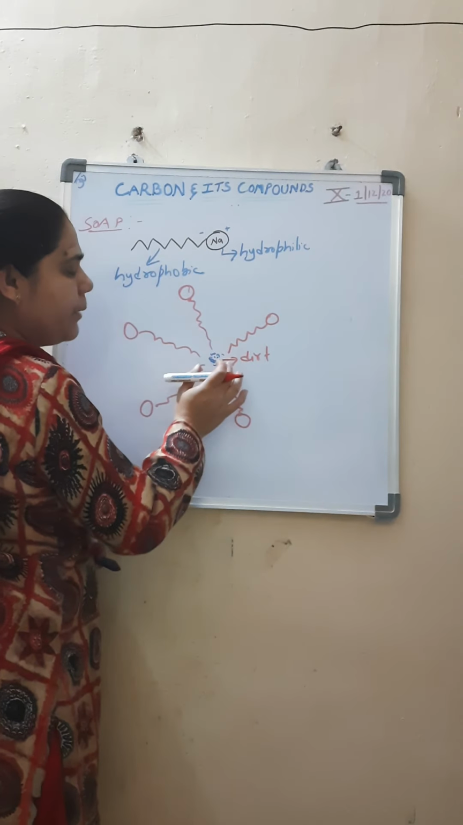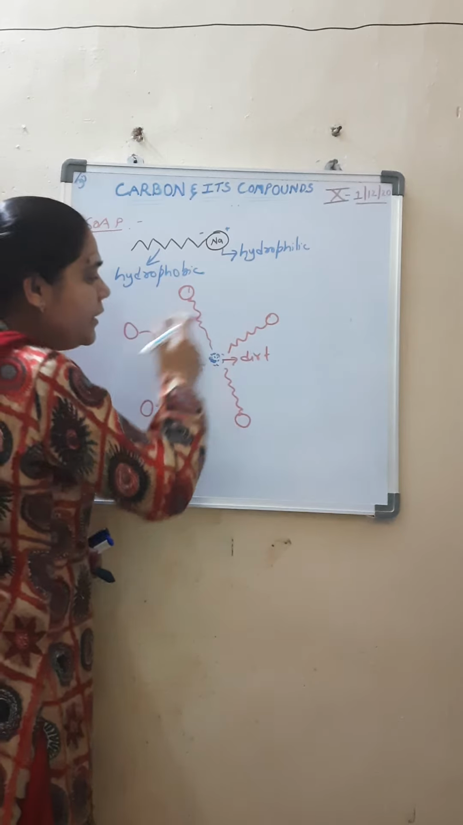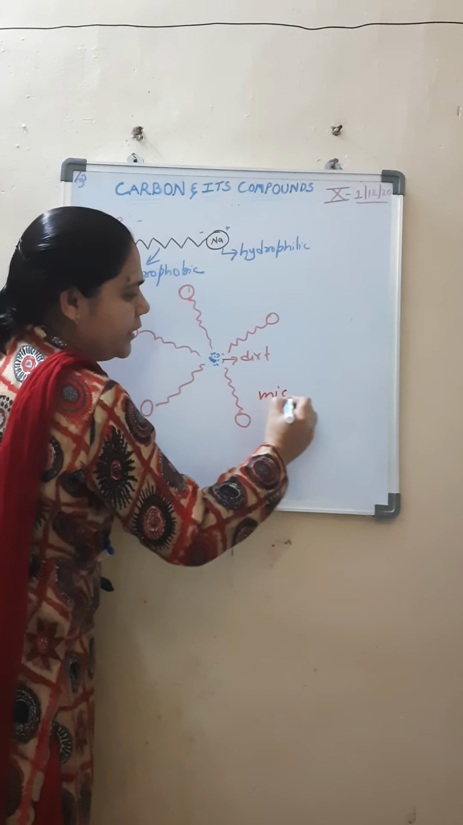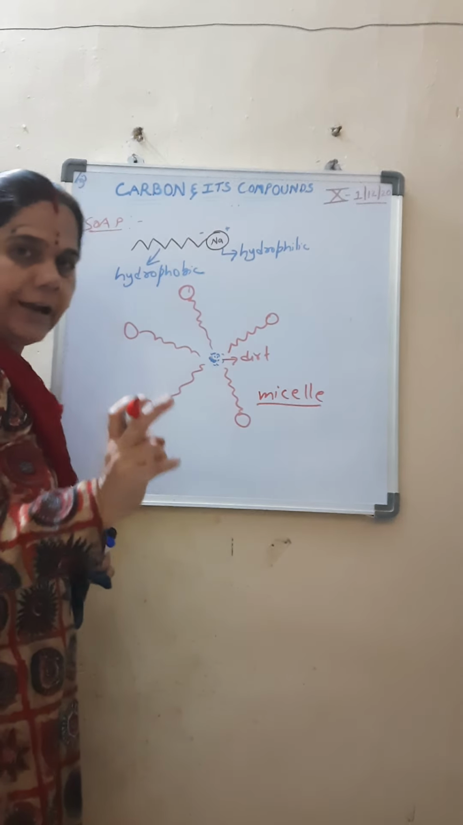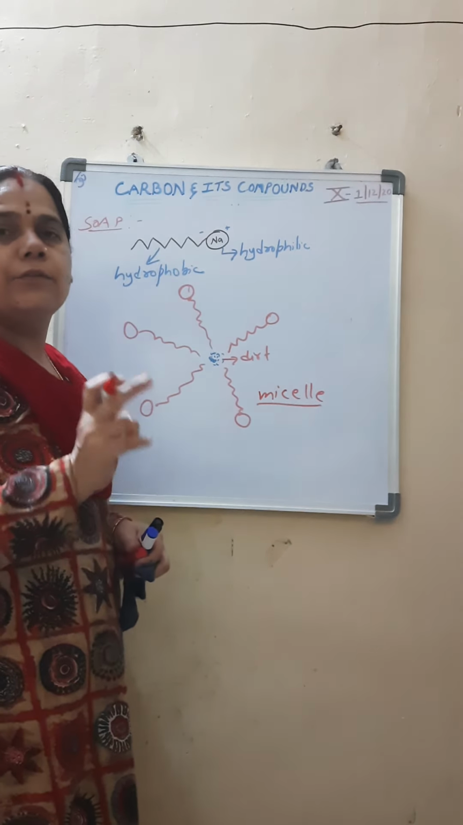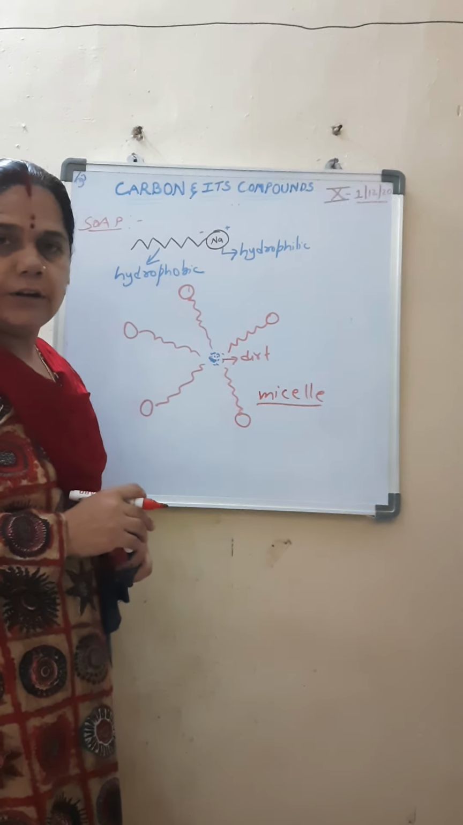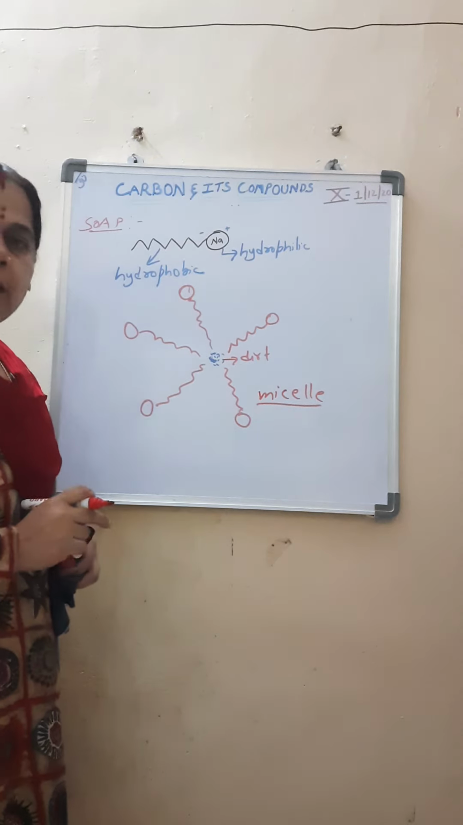Okay, and thereby when they are clinging, they form aggregates. Now these aggregates are called what? Micelles. So this micelle formation actually helps in removing the dirt from the cloth. Okay children, so that is how soaps work on dirty clothes.